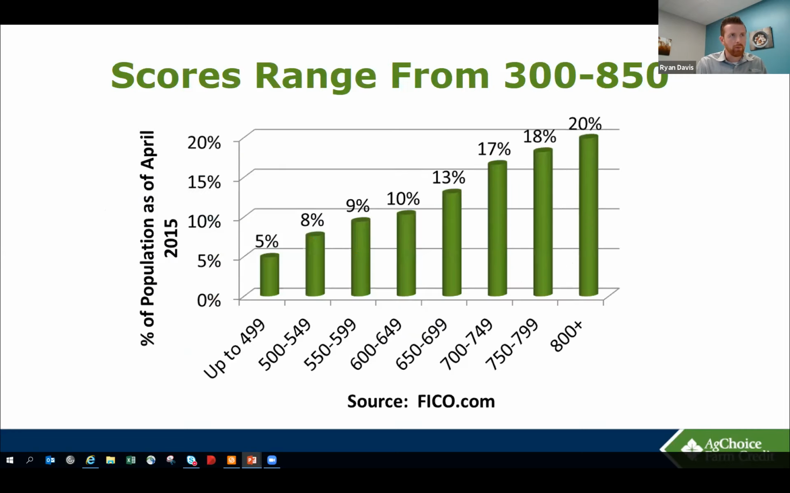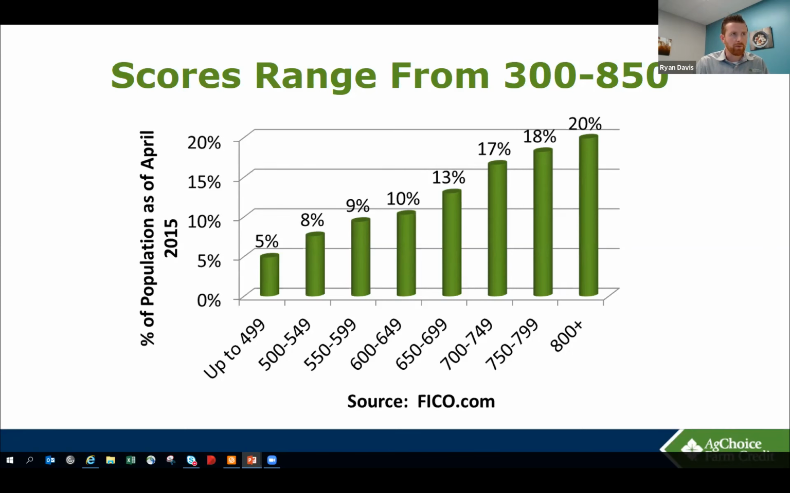Now, your credit score can range anywhere from a score of 300 to 850. And you'll see that's sourced directly from FICO.com, but this is a distribution of nationwide what credit scores look like. And so as you can see, a credit score over 700 is generally considered good, and only about 55% of the population has a credit score over 700.